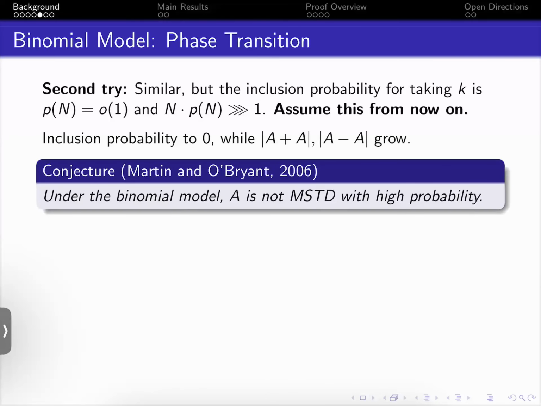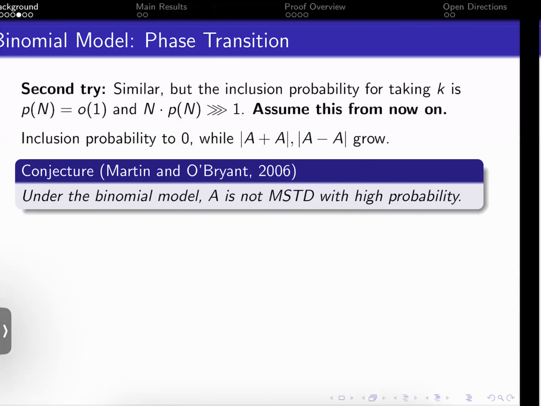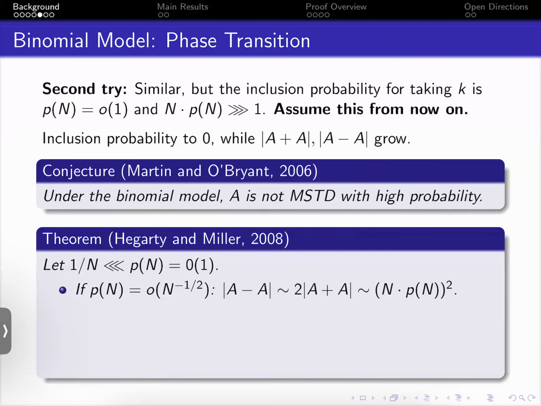And so Martin and O'Brien in their paper conjectured that A is not MSTD with high probability. And in fact, you can prove that with 100% of the time, it's not going to be. So with Peter Hegarty, we were able to break things up into 3 different ranges, depending on how rapidly P of n is going to 0.